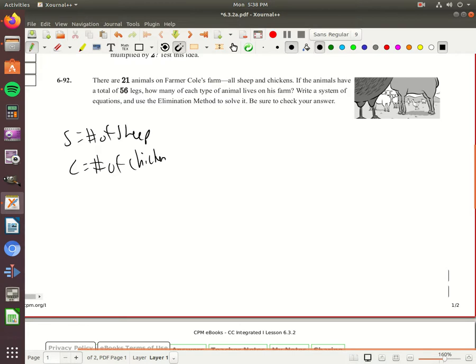We have two equations that we need to write. So they have 56 legs. Well, sheep typically have 4 legs. Chickens typically have 2, and that's 56 legs. The other question is, what's the other equation? Well, again, the number of animals: there's 21. So if I add up all the sheep and all the chickens, I get 21 animals.